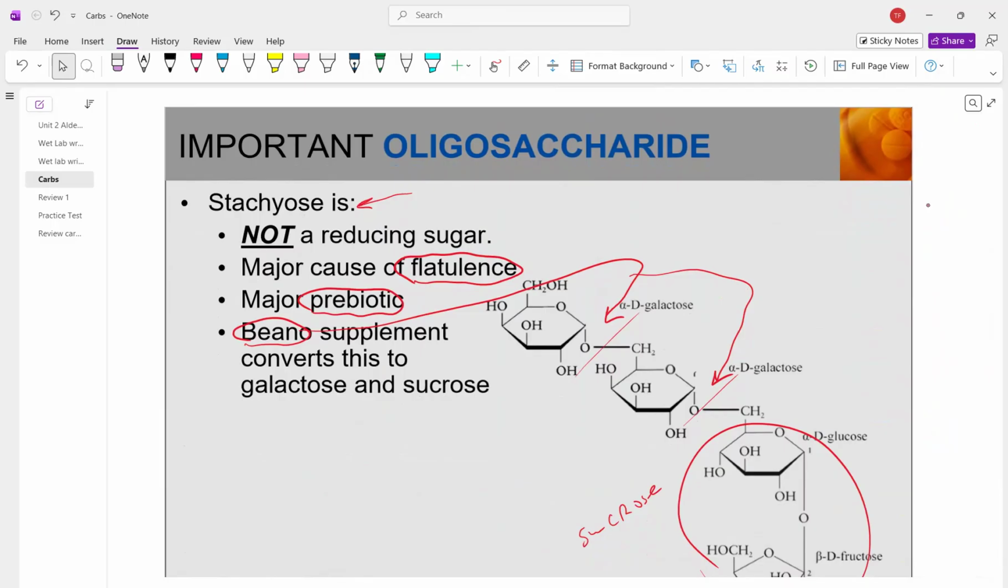Okay, if you've heard of Beano, Beano prevents gas from forming. That's because it takes apart the stachyose. So it's no longer stachyose. It converts it to sucrose and a couple of galactoses.